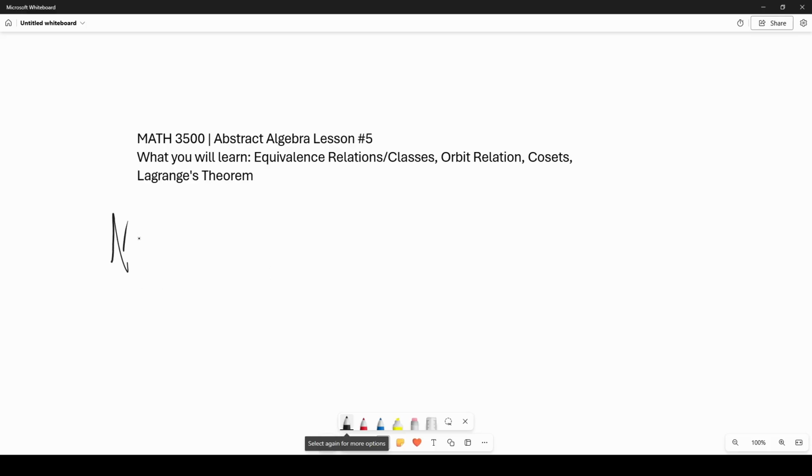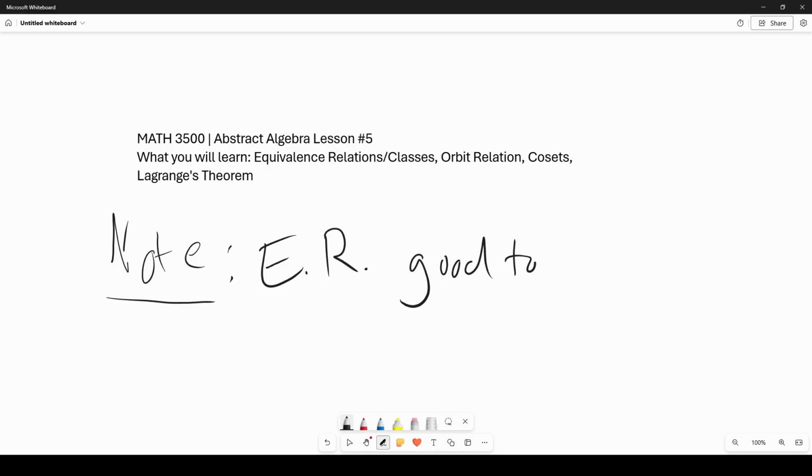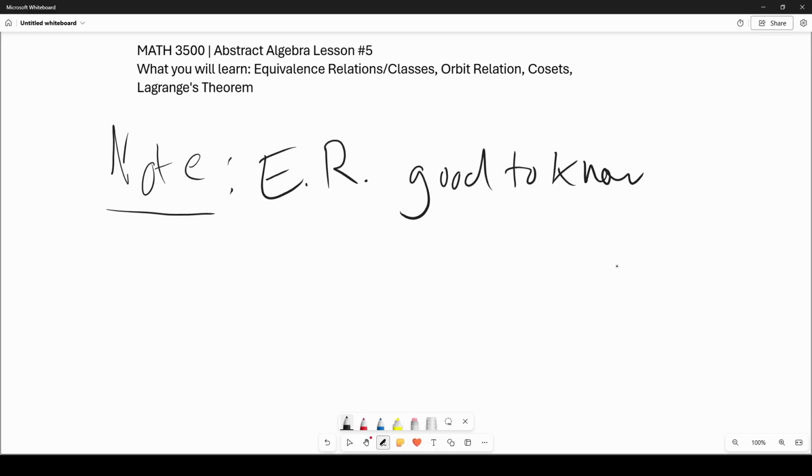A quick note is that, in general, if you haven't heard of an equivalence relation before, it's a good thing to learn. Equivalence relations, which I'm just going to call E.R. because it's kind of long to say the whole name, are just good to know for higher level math in general. Even if they might not seem immediately relevant to group theory, you might think, okay, this is good to know for higher level math classes like topology. You'll also need to know what an equivalence relation is. But luckily they do have good applications to group theory as well. So let's go into the definition of an equivalence relation.